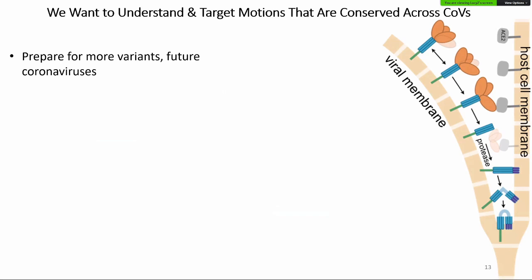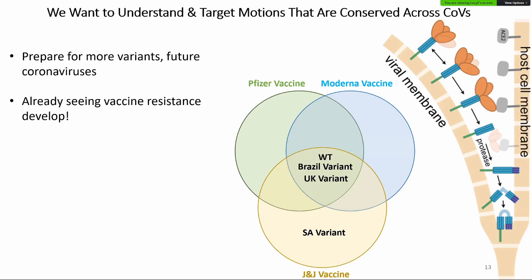This isn't the first. This is definitely the worst so far to my very limited understanding of history, but we had the original SARS and then MERS, now SARS coronavirus 2. So it'd be kind of presumptuous to assume that this will be the last one. We're already seeing vaccine resistance develop, right? We have three sort of main vaccine vectors that we can use right now: the Pfizer vaccine, the Moderna vaccine, and the Johnson & Johnson vaccine, here represented in this kind of Venn diagram.